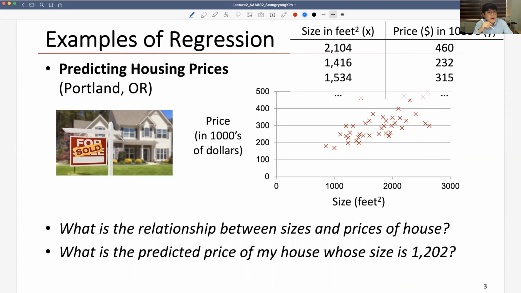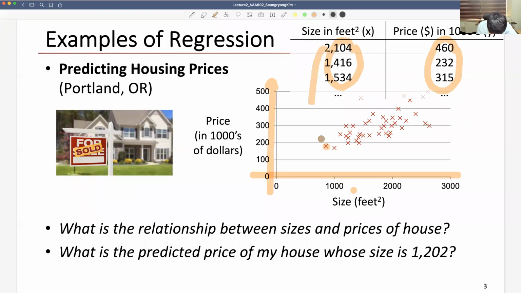We can start from predicting house prices. Let's see this example. Let's say we have the size of the house here and the price of the house here, right? So let's say this is a training data set. Then we can plot these samples on this 2D space, right? Each point represents a training sample.